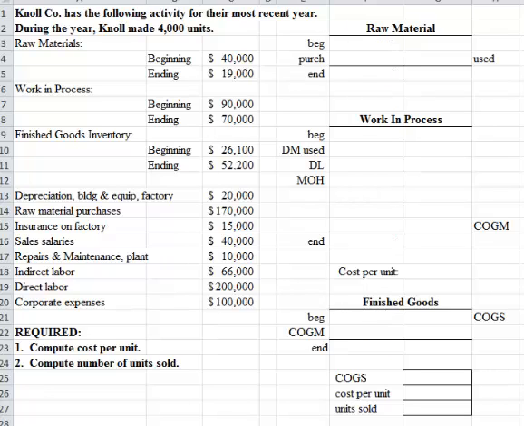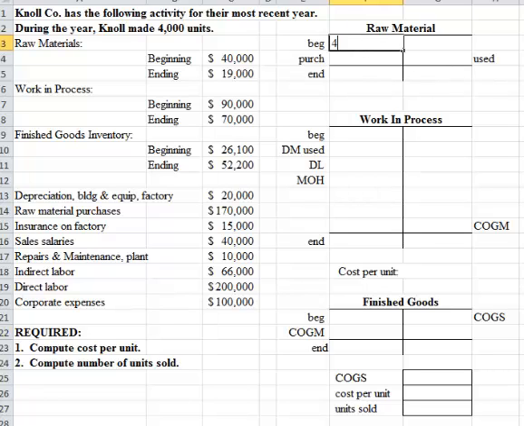So we're going to work on Knoll Company. We're given beginning and ending balance for the 3 inventory counts, and then we're given some additional data. And they want us to compute cost per unit. So cost per unit is cost of goods made divided by units made. So we know how many units are made, but we don't have cost of goods made, so we have to build it. So let's populate our T accounts with the data that they've given.